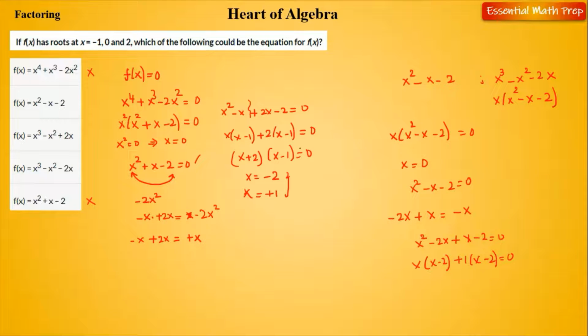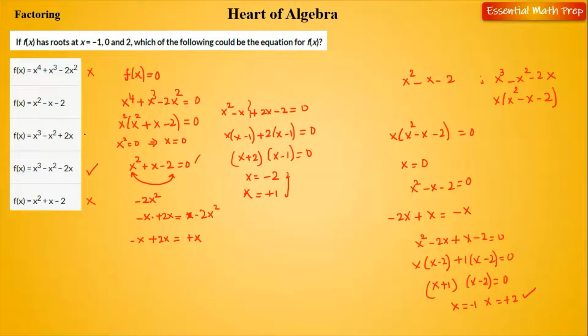not every time you're going to get this perfect, you have something to take it out of the bracket. So that means it's x plus 1, x minus 2 equals 0. x equals -1, x equals +2. Bingo, we got it. So this is the correct answer.